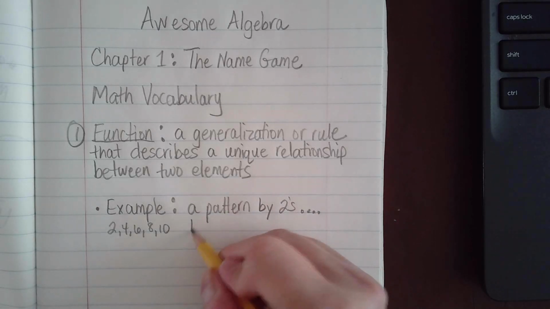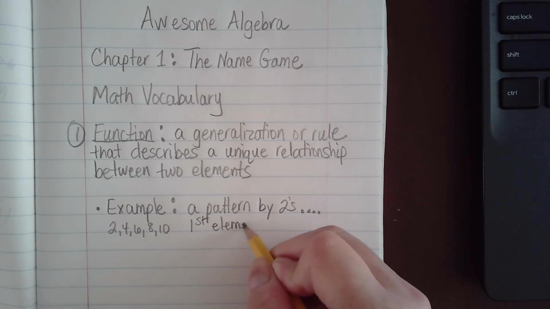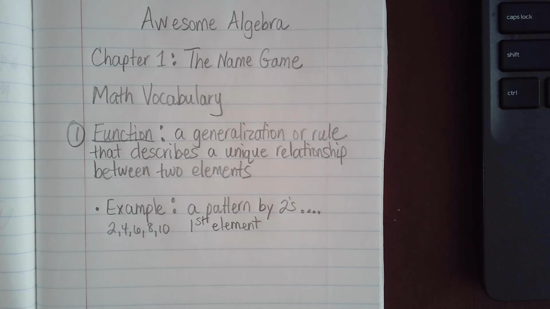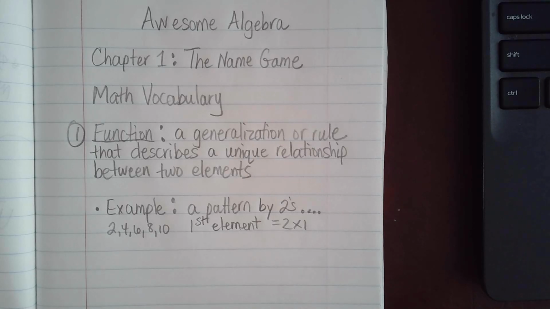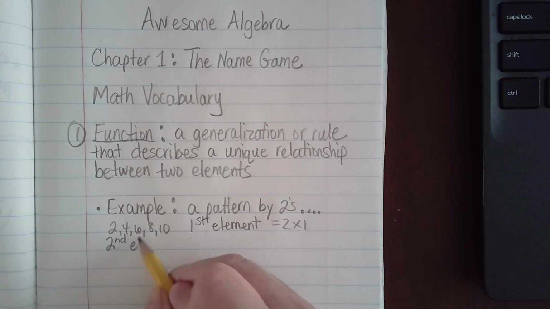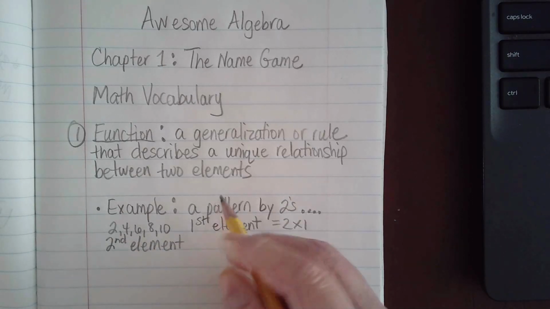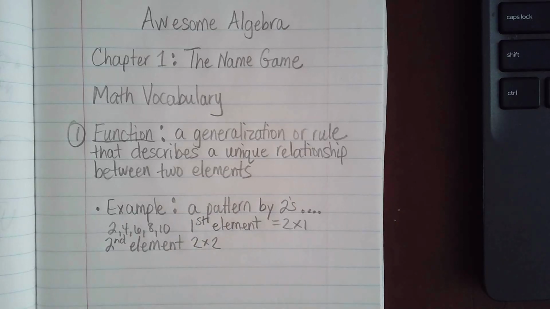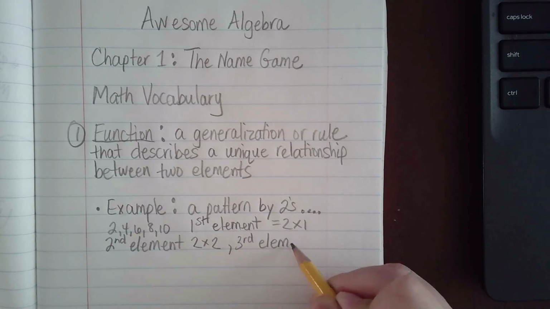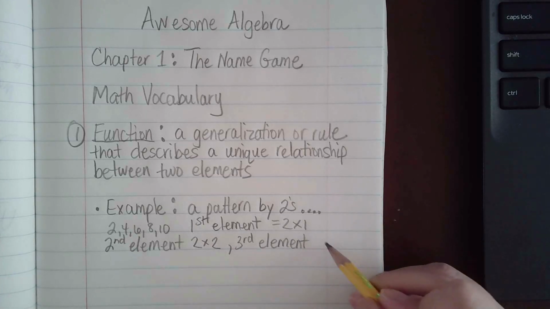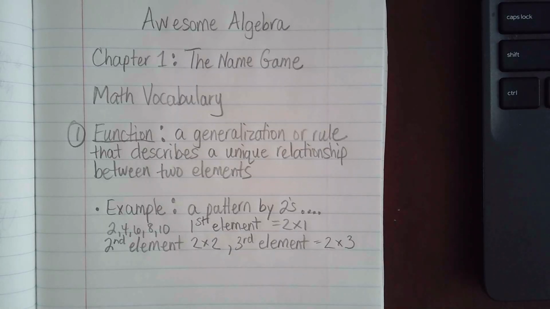The first element is equal to 2 times 1 because 2 times 1 is equal to 2. The second element would then be the next thing in the pattern, which would be 2 times 2. Okay. The third element, and yes, you do need to record all of this in your math journal, would be equal to 2 times 3. So the fourth element, friends, would then be equal to 2 times 4, and the fifth element 2 times 5, and so on and so forth. Okay, so that's the definition of a function.